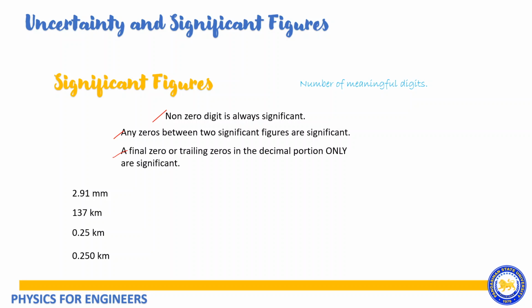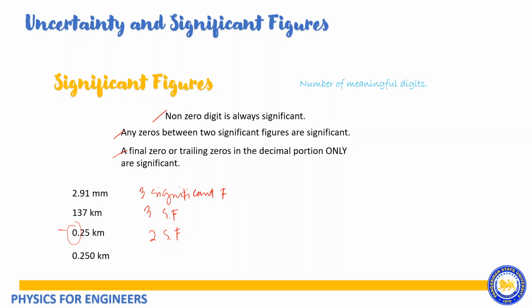So, yung mga trailing zero. So, for example, dito sa example natin, 2.91. Wala namang zero dyan. So, that is 3 significant figures. Okay? So, 137, meron din tayong 3 significant figures. Dito, meron tayong dalawa. Okay? Hindi natin sinama si zero dyan kasi hindi siya kasama dun sa law. Sabi niya, trailing zero. Hindi naman trailing zero. Sabi niya sa decimal portion ang trailing zero.